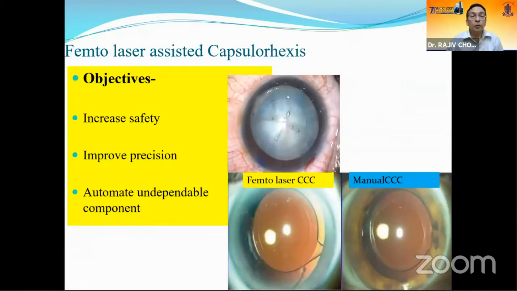So the objective is to increase safety, improve precision, and automate, independent of the operator. It is independent of the surgeon's skill, so everybody can perform a quality rhexis with the machine. You can see how round it is, whereas slight irregularity may sometimes cover the optic and can give glare.